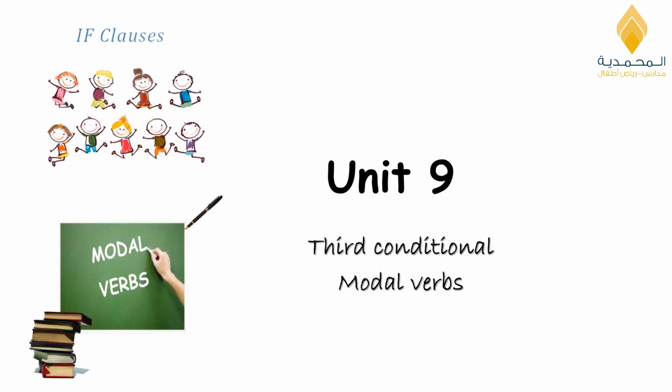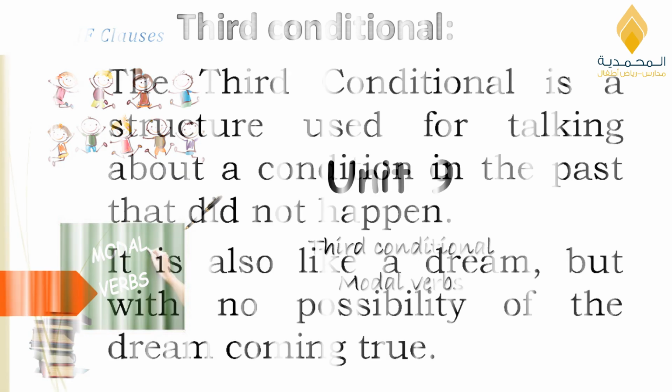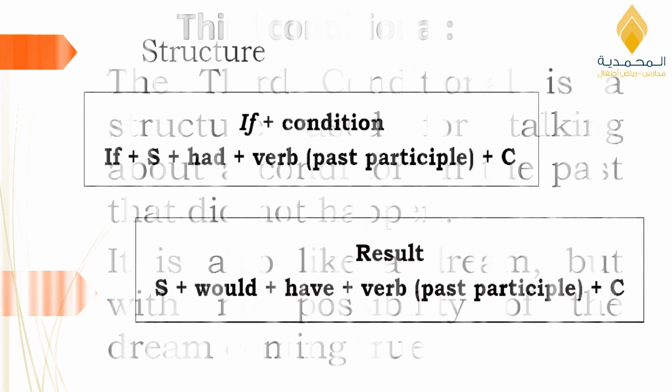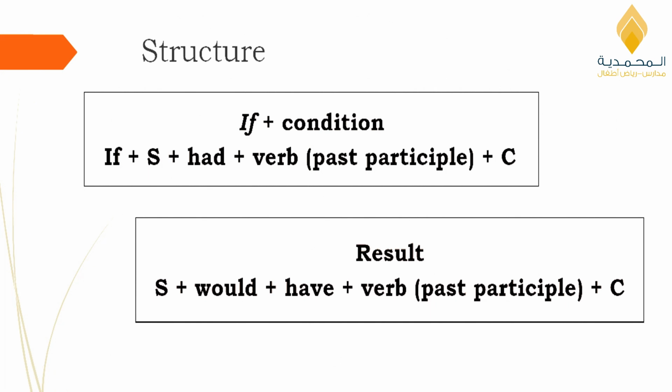Now, let us move to Unit 9, where we can find the third conditional and the modal verbs. Let us start with the third conditional. The third conditional is a structure used for talking about a condition in the past that did not happen. It is also like a dream, but with no possibility of the dream coming true. We use the third conditional to talk about impossible conditions, and they are impossible because they happened in the past and we cannot change them. Here you can find the structure.